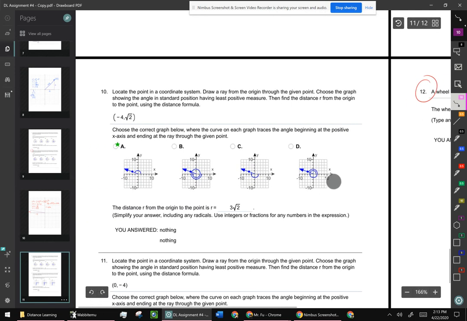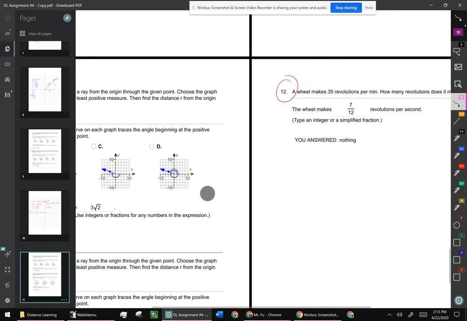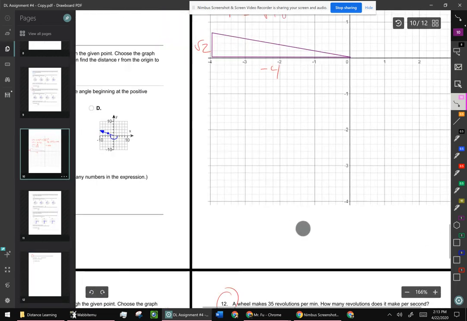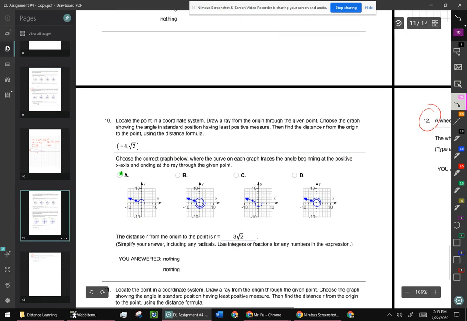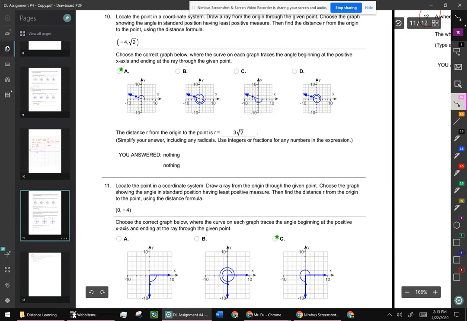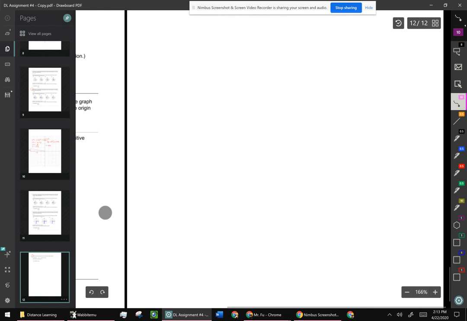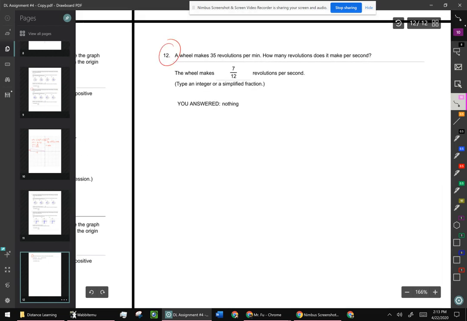Last question. Looks like 9 and 10 are the same question here, so maybe you guys get the same answer. All right. Last question. It's a conversion. Pretty straightforward, this one. 35 revolutions per minute. How many revolutions per second?